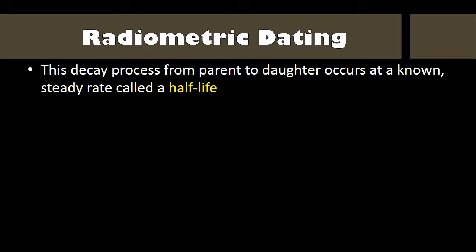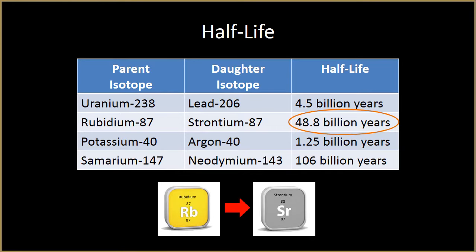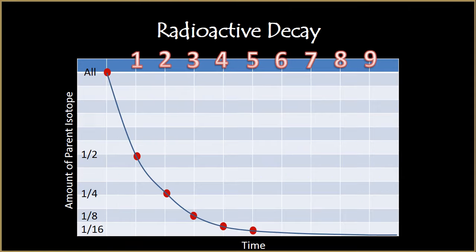This decay process from each parent isotope to daughter isotope occurs at a known steady rate called the half-life. This table shows the half-lives of several sets of parent and daughter isotopes. In this example, you can see that the half-life of rubidium-87 is 48.8 billion years.